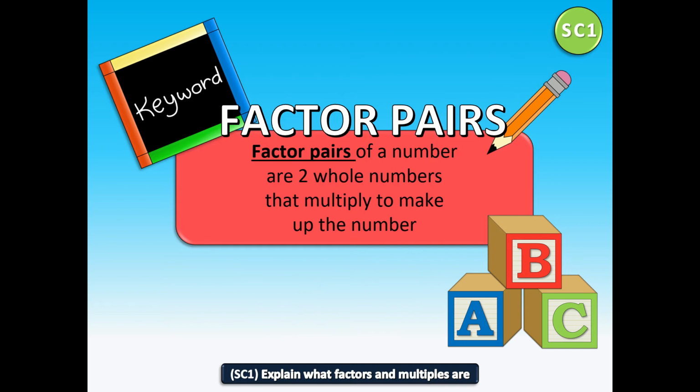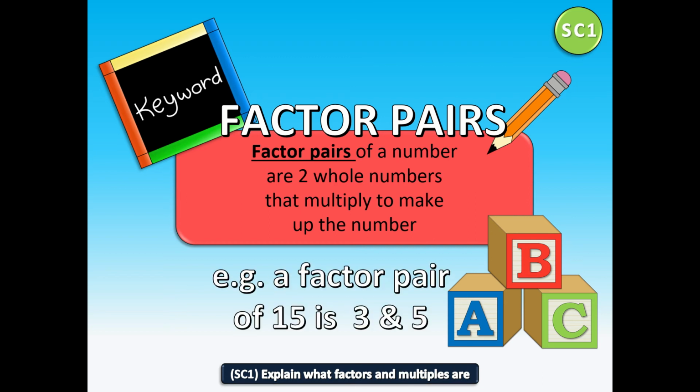Factor pairs of a number are 2 whole numbers that multiply together to make that number. So for example, a factor pair of 15 would be 3 and 5, because 3 times 5 is 15.